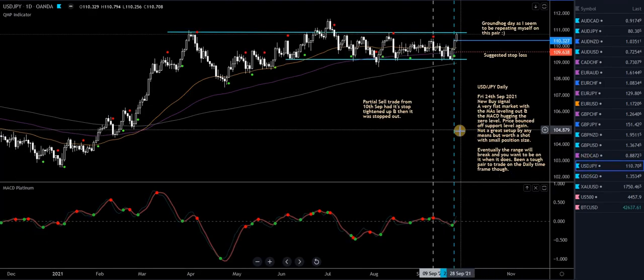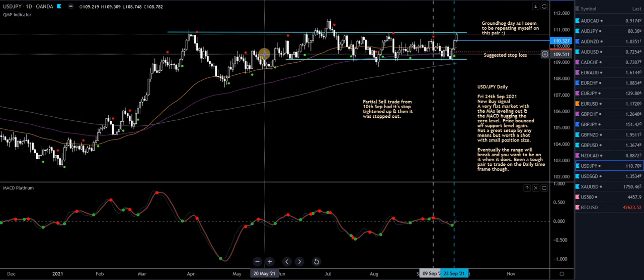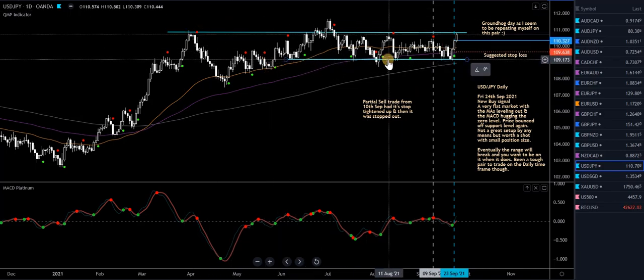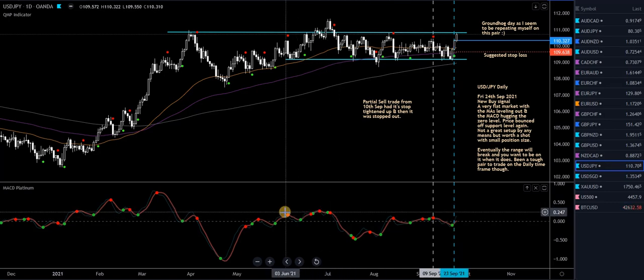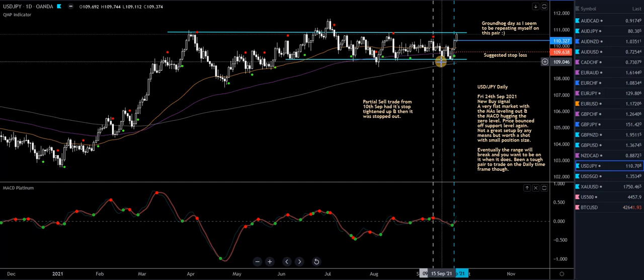USD Japanese yen, one pair that's doing my head in on Friday. You can see it's range bound. Been going nowhere fast. MACD Platinum hogging the zero level. Same along here. Yeah, just an ugly pair to trade on the daily time frame.